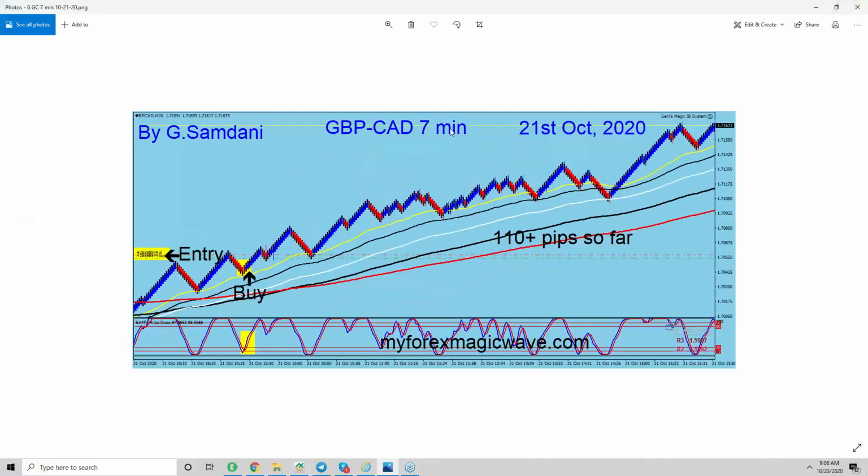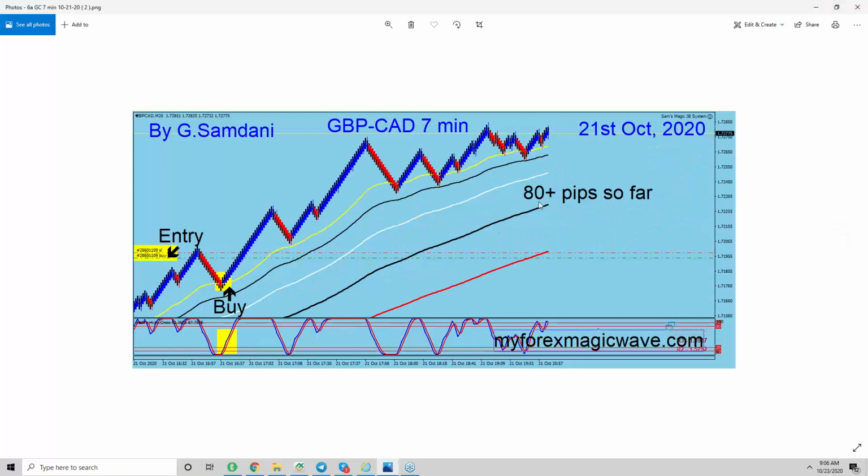You see that pound CAD 7-minute from here went all the way up, and then right from here again I took another one. So 110 here and 80 there. And after that, 80 here. So 190 pips that day. Pound CAD gave it to me. That's why I trade these pairs, because they move big.